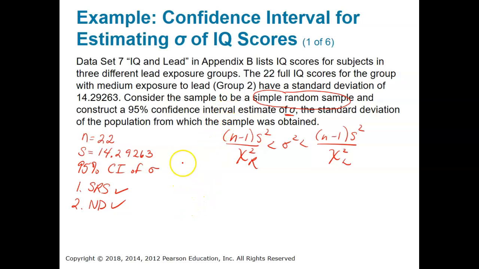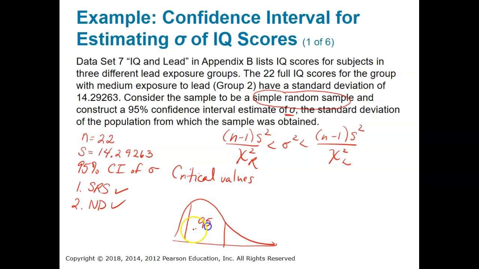Okay, the next thing we want to do is to find our critical values. So with our critical values, we are going to look at our chi-square distribution. This one was for 95%, so we'll have 0.025 in each tail. So it'll be chi-squared left and chi-squared right.